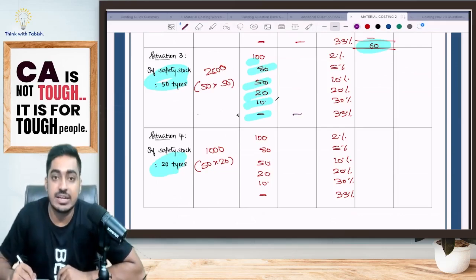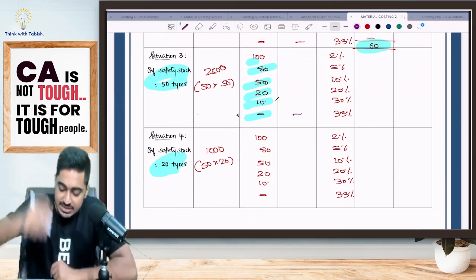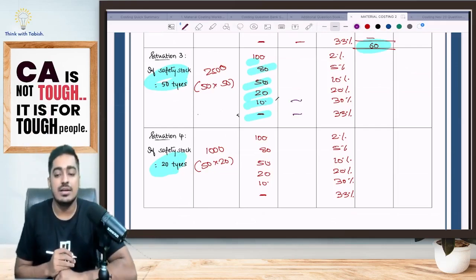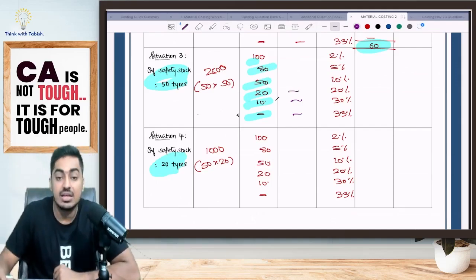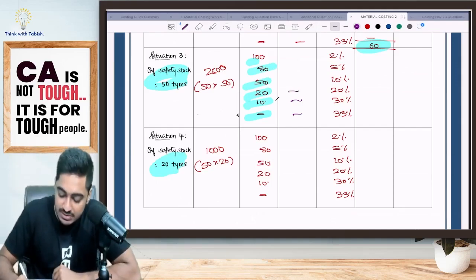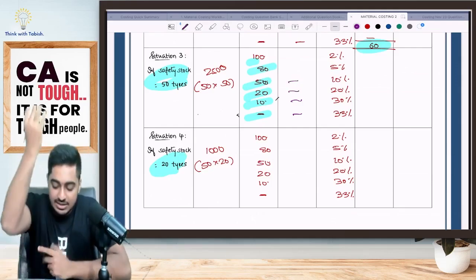Customer came and asked for 10 tires. Am I having tension? No. I gave him 10 tires. Customer came and asked for 20 tires. Am I having tension? No. I gave him 20. Customer came and asked for 50 tires. Am I having tension? No tension.